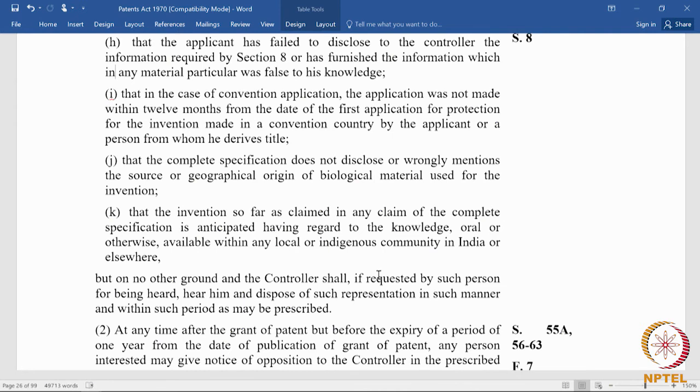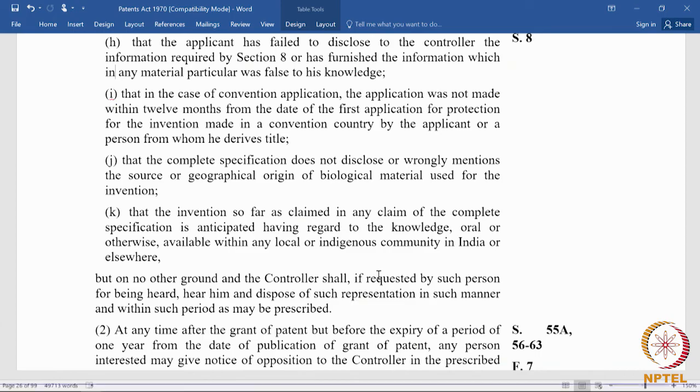So, all anticipation grounds, by which I mean lack of novelty grounds and lack of inventive step grounds, are attacks on the claim, which tells us that to prove lack of novelty or lack of inventive step, you have to compare the claims. To prove sufficiency, you have to look at the complete specification. To prove whether the source of geographical origin was correctly mentioned, you will have to look at the complete specification, not at the claims, because the disclosure is going to come. So, there is a disclosure part in the specification which you need to look at to prove certain grounds. There is a claim part of the complete specification which you need to see to prove other grounds.